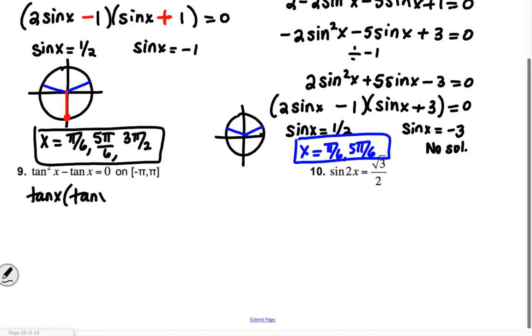Okay, so basically, if you have something that's on negative pi to pi, maybe this answer will be like it. Let's do this one, and then I'll explain more. So this one I have tangent of x times tangent of x minus 1. So I factor out the tangent of x. That was just the GCF, right? So when I set each piece equal to 0, I get tangent of x equals 0, and I get tangent of x equals 1.